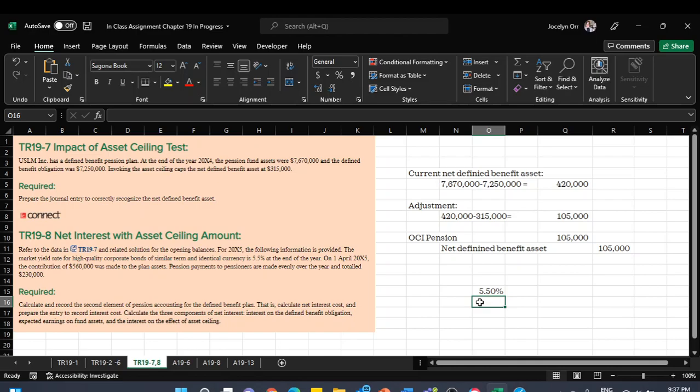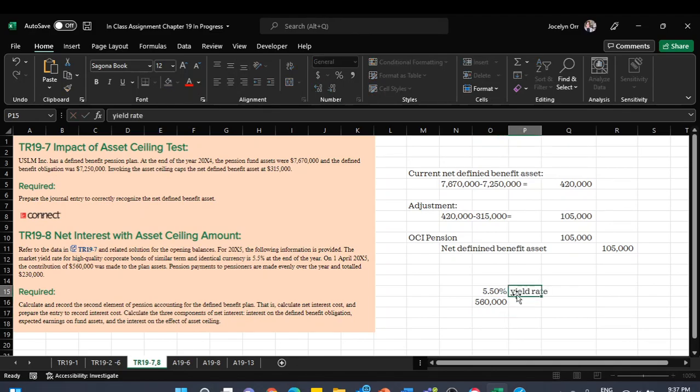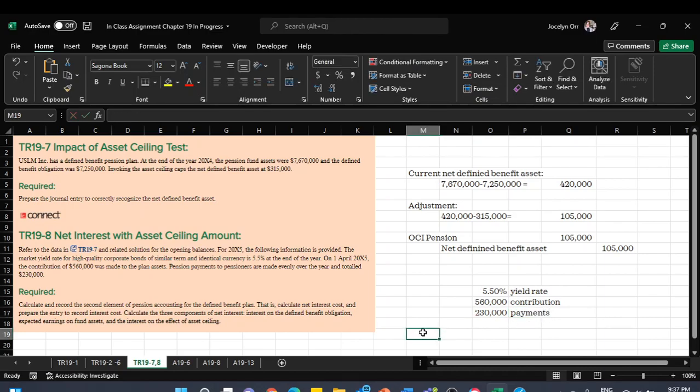On April 1st of 20X5, the contribution of $560,000 was made to the plan assets. Pension payments to pensioners are made evenly over the year and totaled $230,000. So these were our payments on the plan.